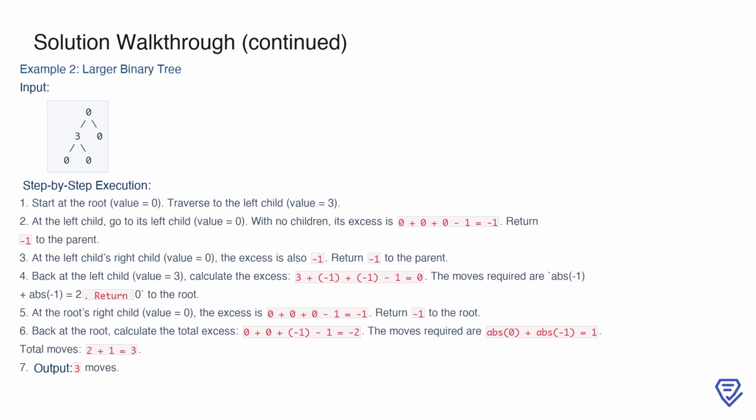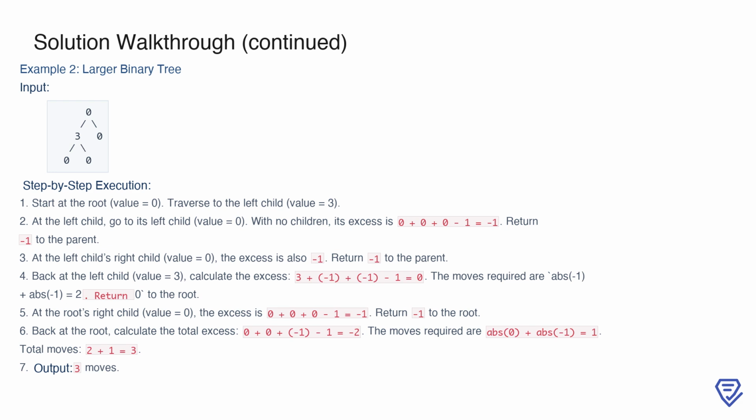Returning to the left child with a value of 3, we now calculate its total excess. It has 3 coins and receives minus 1 from each of its children, resulting in an excess of 0. The number of moves required here is the sum of the absolute values of minus 1 and minus 1, which equals 2. This value is returned to the root. Next, we process the root's right child, which has a value of 0. Its excess is also minus 1, as it needs 1 coin.